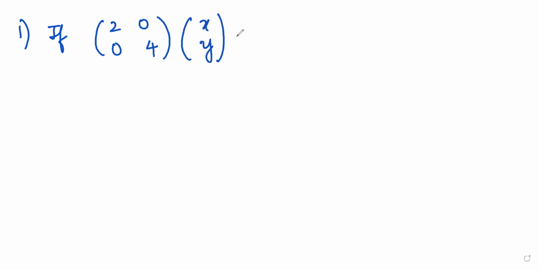Okay, hello students. So let us look at the solutions for some of the selected questions for your UT revision that I had given you. So starting off with this: if the 2 by 2 matrix [2 0; 0 4] multiplied by the matrix [x; y] is equal to [2; -8], find the values of x and y.